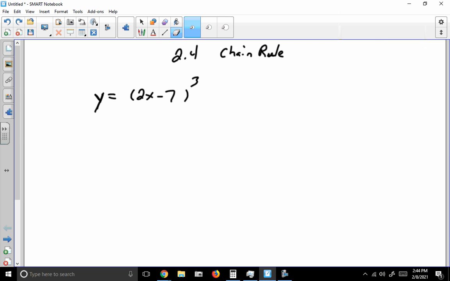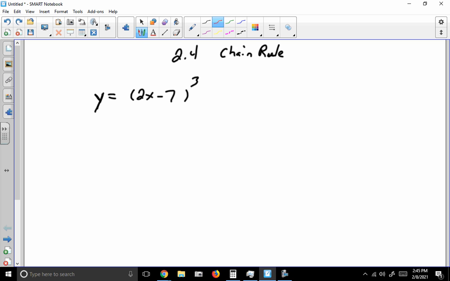In previous sections, we looked at taking derivatives of individual terms, we looked at power rules, we looked at the derivative of constants, quotients, and products. But what if we have things that don't fit those categories? Now, this example, we could think of this as a product because we could write 2x minus 7 times itself out with 3 of those. But that's more than just 2 factors. It's not just x to a power. So how do we handle this?